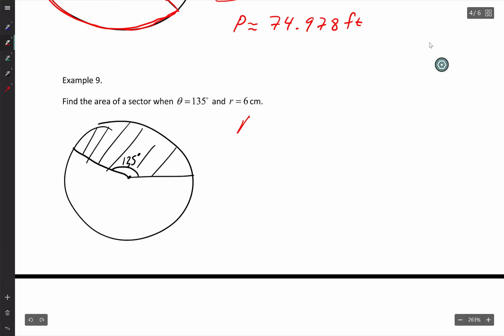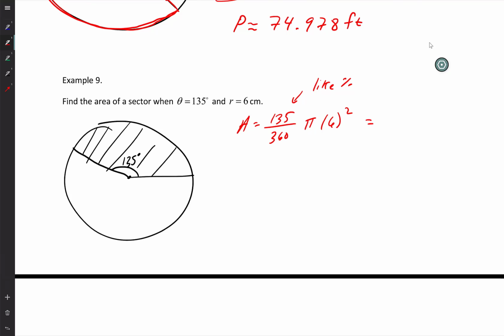So here we go. Area equals 135 over 360. This is like my proportion, guys. This is like my percentage. Something over something, times pi times 6 squared. So I'm just going to type that into my calculator. 135 over 360, that's 3/8, times 36. And I get 27 pi over 2. And on the units, square centimeters. And there it is. Don't say centimeters squared, guys.